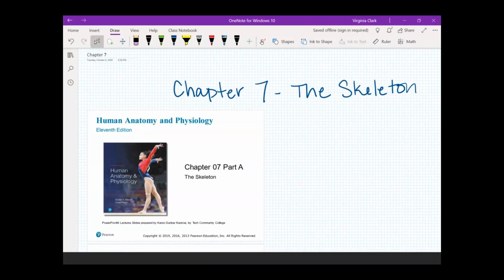So the focus for Chapter 7 in the skeleton is we're going to run through the major overarching bones and kind of where those are, and then some things on how it can go wrong and the homeostasis of maintaining the skeletal system.